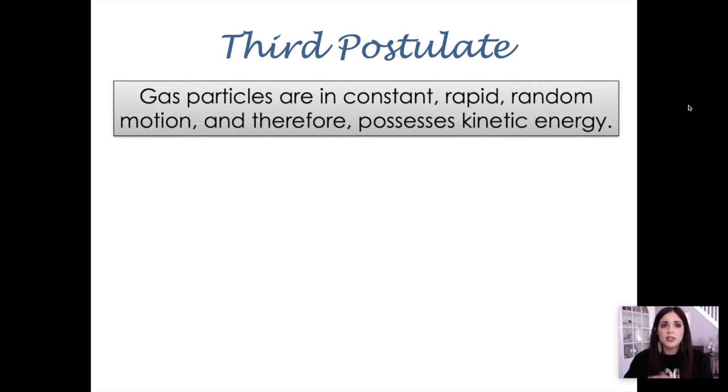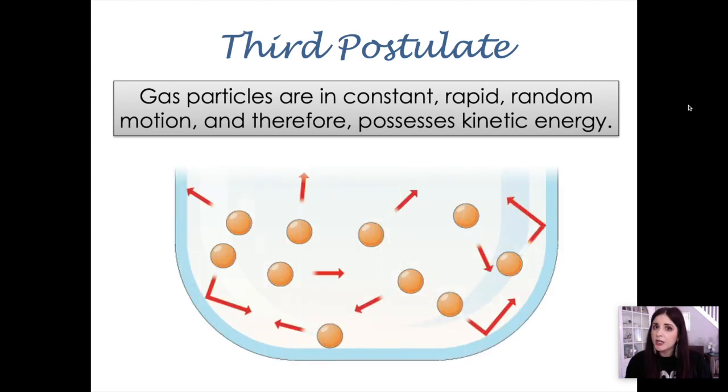The third postulate says that gas particles are in constant, rapid, and random motion, and therefore they possess kinetic energy. So they're constantly moving. Gas particles are never just stagnant. They're going to be moving in some way, shape, or form. Normally, they will move in straight lines. We call that an ideal gas. If it doesn't move in straight lines, then that's something else that we're going to talk about in just a few minutes. But gas particles are always moving, and they therefore possess kinetic energy.